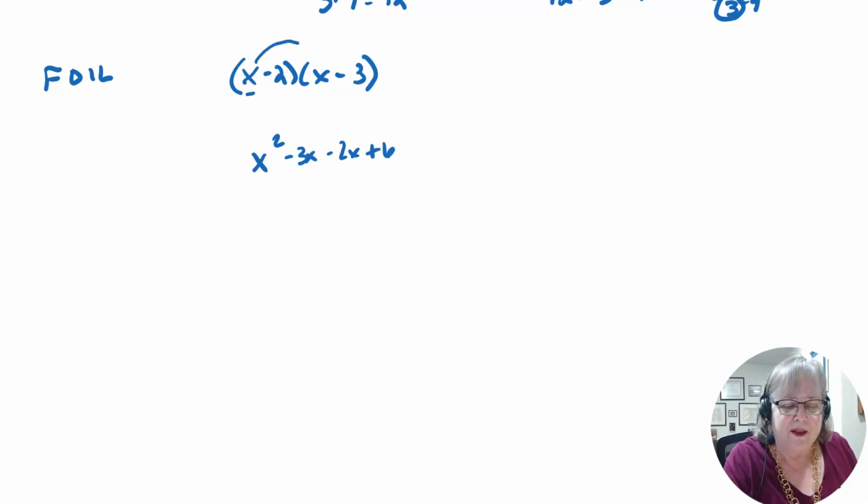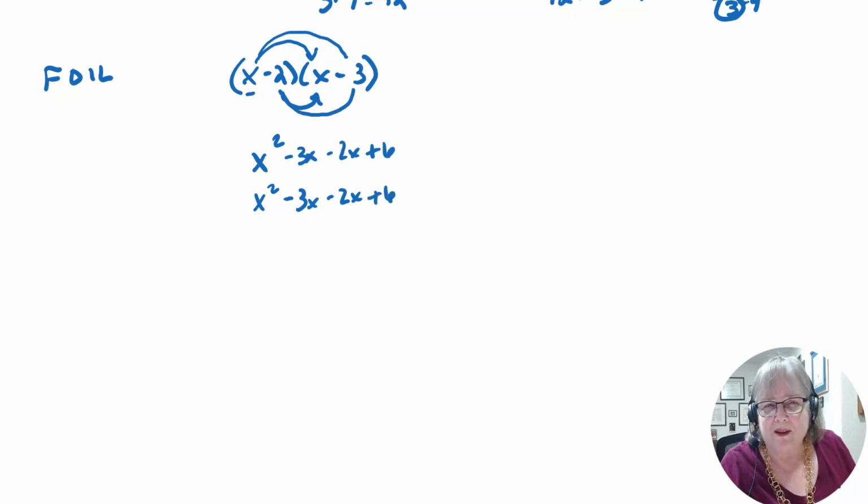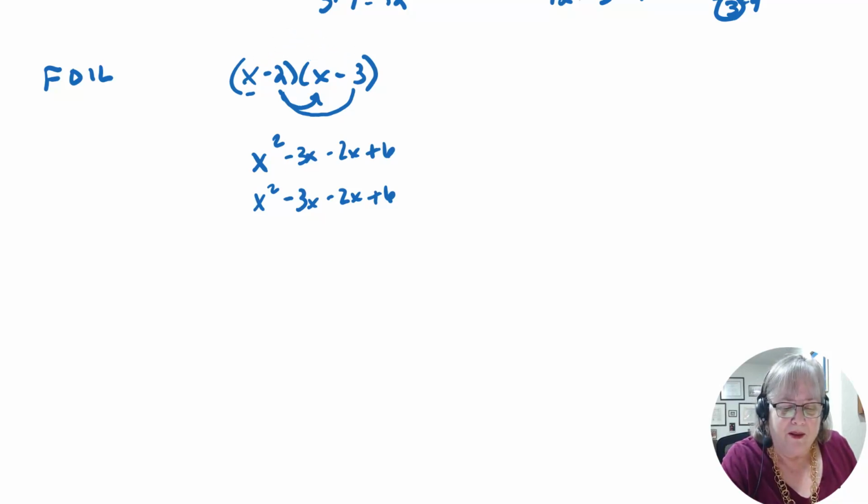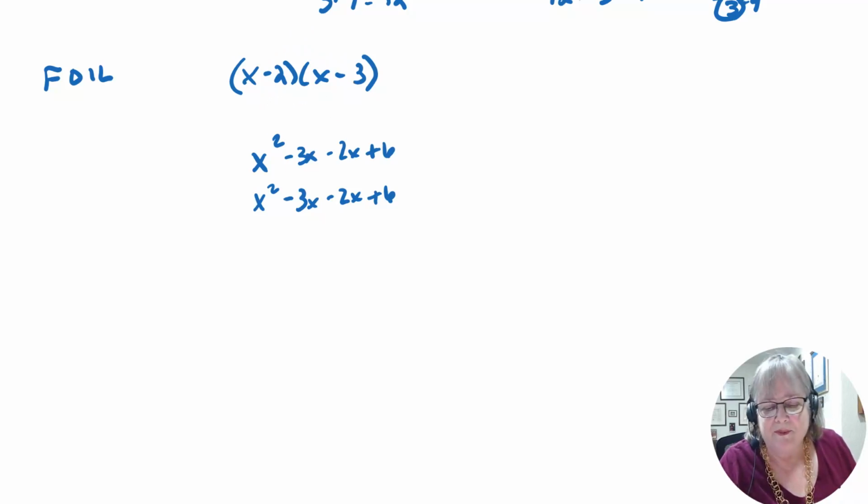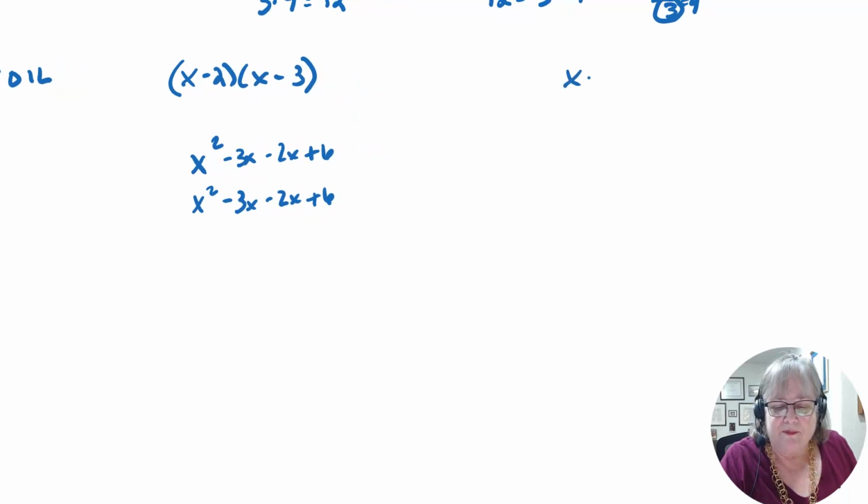Then there's the kind of repetitive distributive property. So you would take this x times this one, x times x is x squared, x times minus 3 is minus 3x. Then you would take the minus 2 and multiply it by everybody in the second factor, minus 2x plus 6. So do you see how the FOIL method and the distributive property are actually the same process, they just have different names?